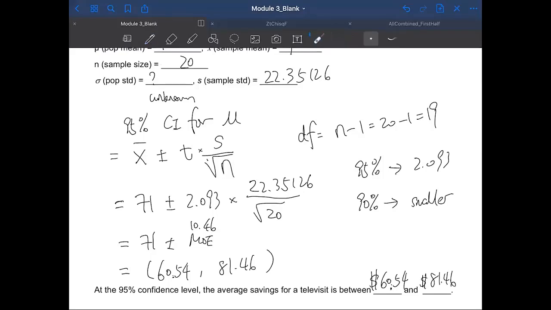So this actually says, on average, about 95% of the intervals are going to contain the true value. At the 95% confidence level, the average savings for a television visit compared to an in-person visit is going to be about $60 to $81, right? It wouldn't save a lot of money, like $100 or $200, but it's going to be on average between 60 and 81.